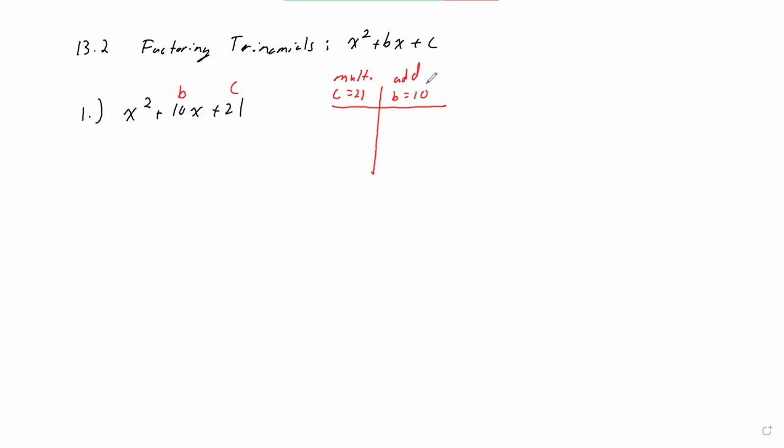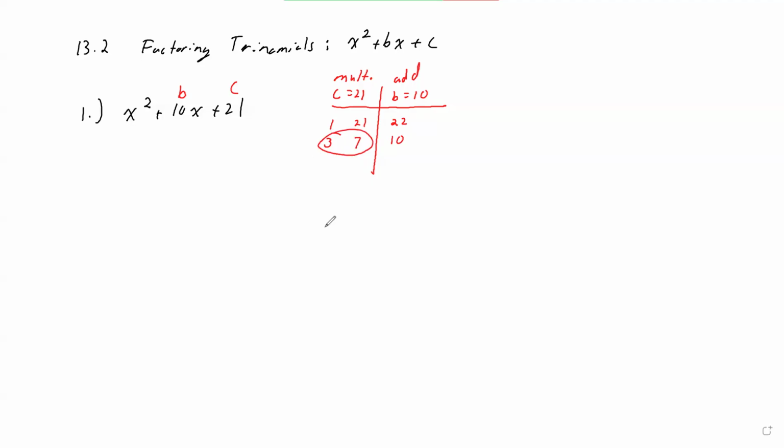Now, if you're really good with your multiplication tables, you could probably do this really quick. If you're not, start off with your basics. 1 and 21. 1 times 21 does give me 21, but what's 1 plus 21? 22, not 10. So that one didn't work. Now I'm going to ask myself, does 2 go into 21? Nope. So then I'm going to go to the next number. Does 3 go into 21? How many times? 7. What's 3 plus 7? 10. There's your winner right there.